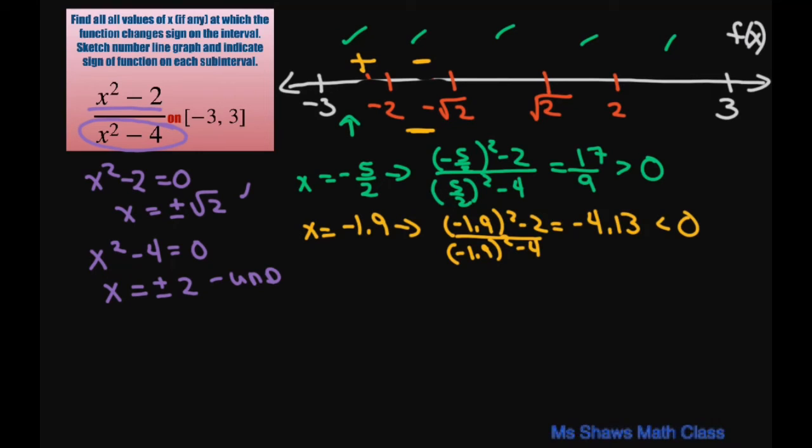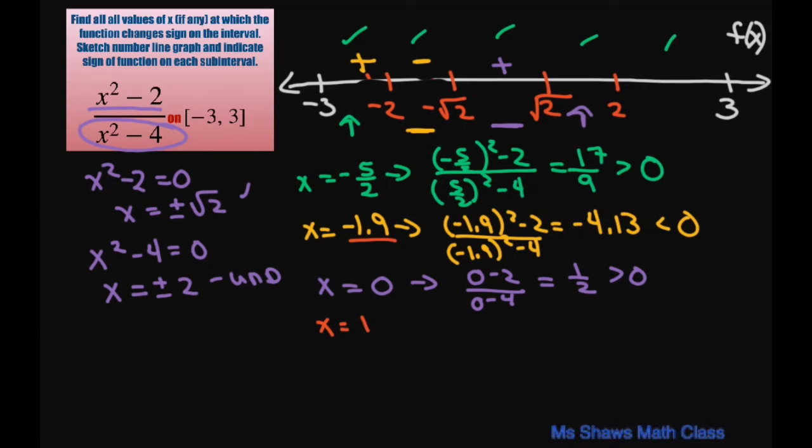Let's do the next one. In between these two, I will just test for 0. That's just going to give you basically 0 minus 2 divided by 0 minus 4, which is 1/2, which is positive. So there's your positive. We've got 2 more to go. All right, the next one, let's pick a point between 1.41 and 2. So let's let x equal 1.9. You can let it be anything you want in between there.